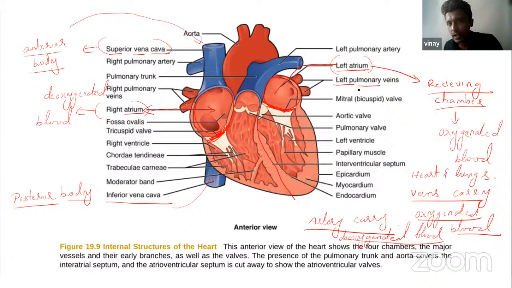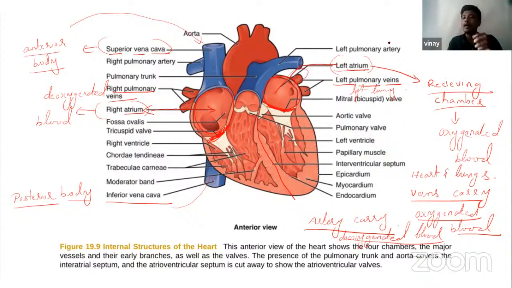You can see left pulmonary veins, left lung, and the right pulmonary vein, here it is. Right pulmonary vein is what? Right lungs. So the blood from the left lung and the right lung, which is oxygenated blood, is picked up by your left pulmonary veins. Pulmonary means what? Lungs. Left lung, left pulmonary vein, right pulmonary vein, what do they bring? Oxygenated blood.